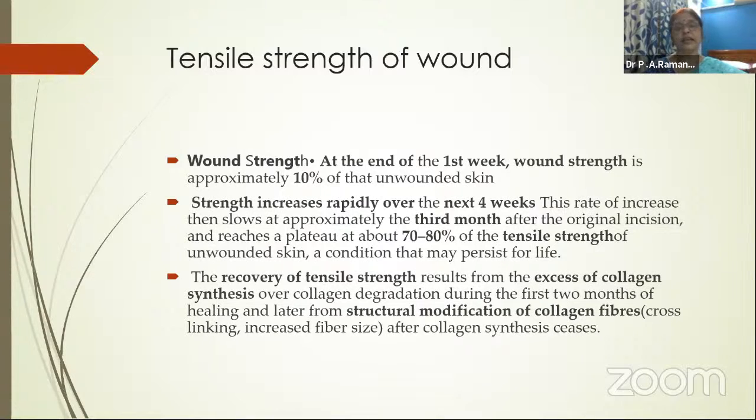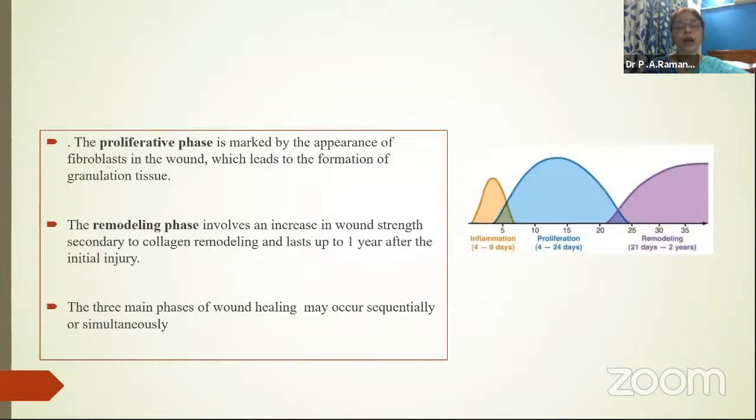By 6 months, around 80% is reached, but it will never match the tensile strength of normal tissue. Now we have seen the remodeling phase. Till now we have seen the inflammatory phase and the proliferative phase. Now what is happening in the remodeling phase? This remodeling phase extends from 3 weeks to 2 years. So there is continuous remodeling of the scar that is occurring.